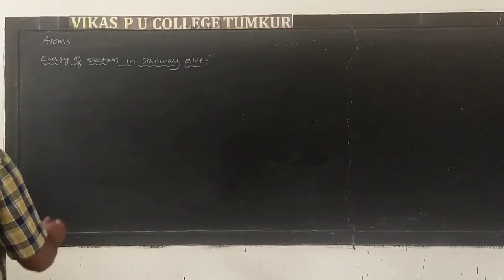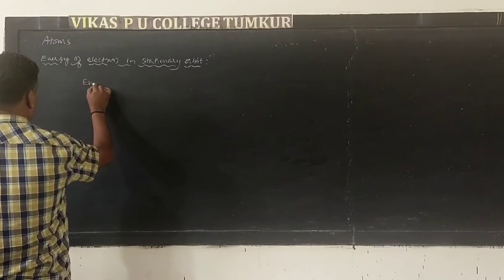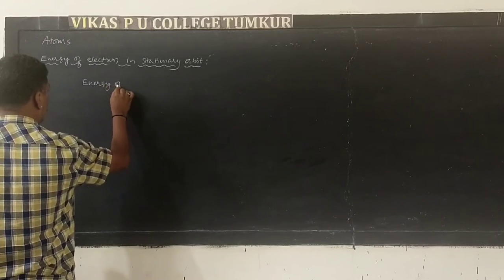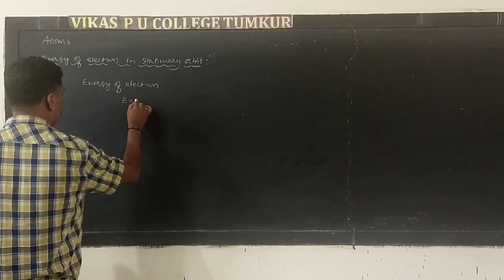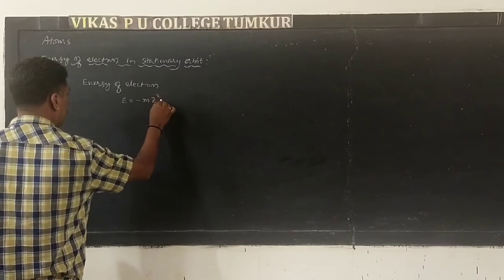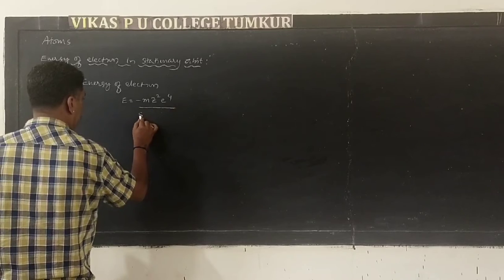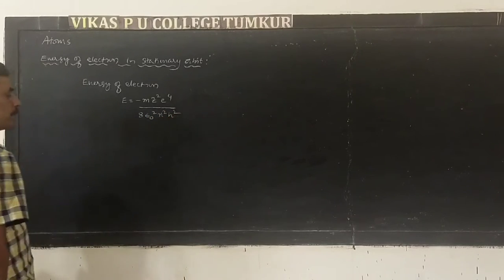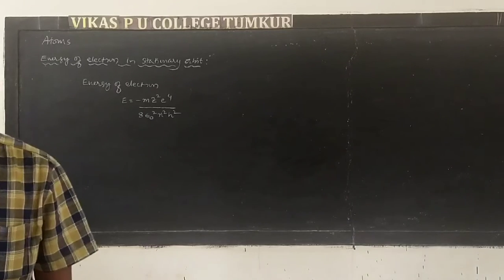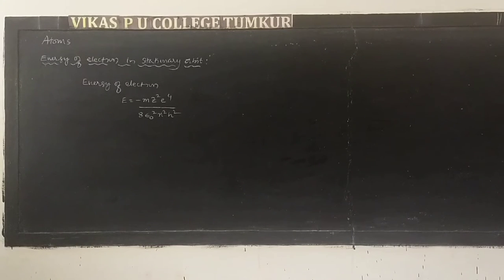And hence, we already know the expression for the energy of the electron. It is given by E equals minus m Z square e power 4 by 8 epsilon naught square n square h square. This is the expression for the energy of the electron.